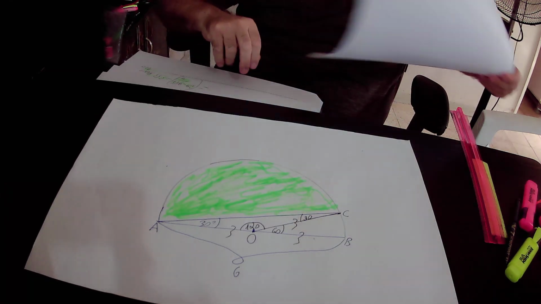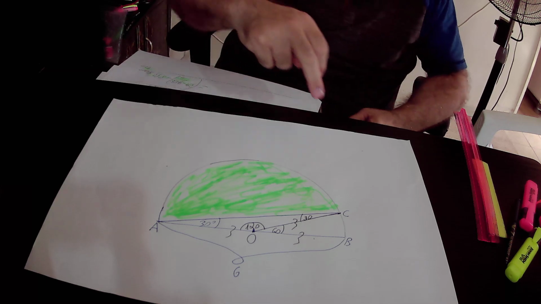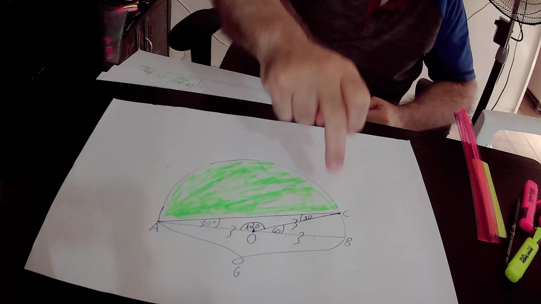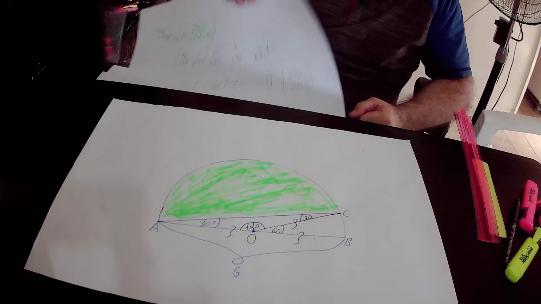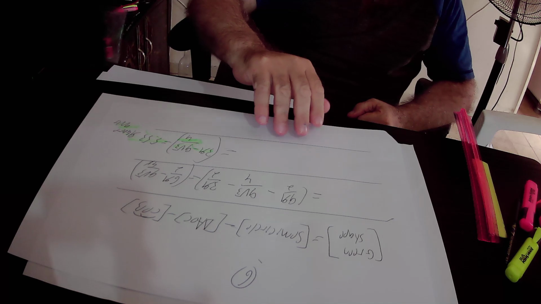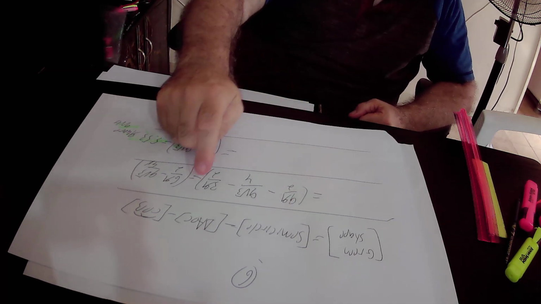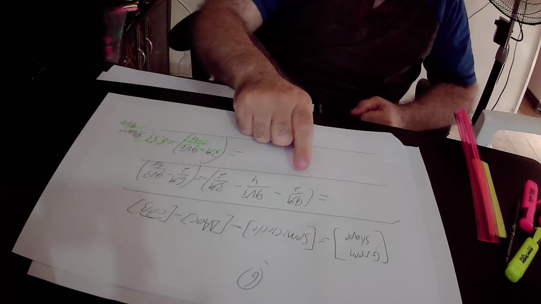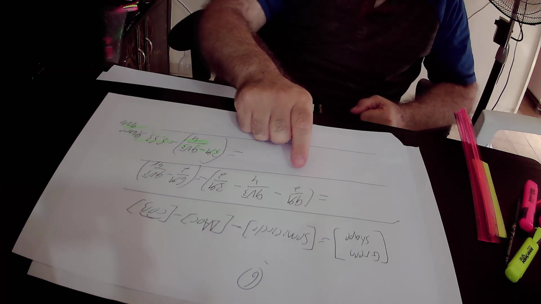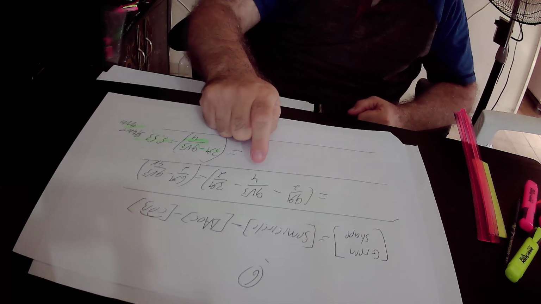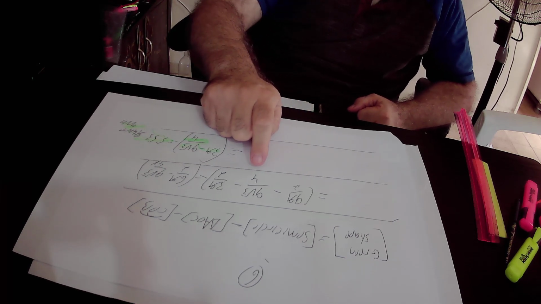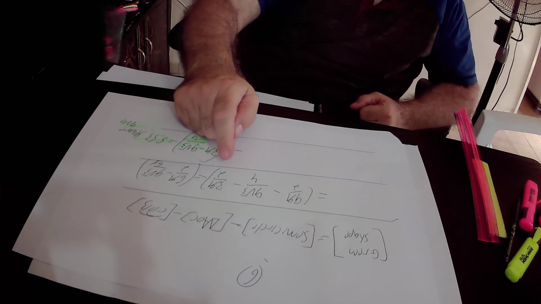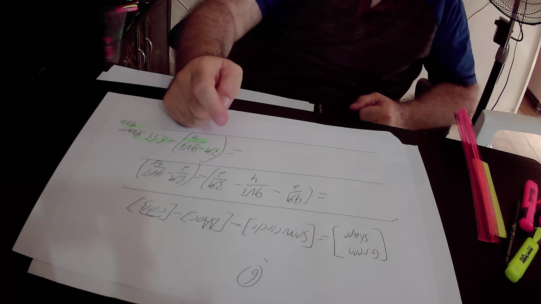I remind you that according to the second method, the area of this green shape equals the area of the semicircle minus the area of triangle AOC minus the area of sector COB. We have already found out that the area of the semicircle equals 9 pi over 2 square units. We have already found out that the area of triangle AOC equals 9 times square root of 3 over 4 square units. And finally, we just found out that the area of sector COB equals 3 pi over 2 square units.